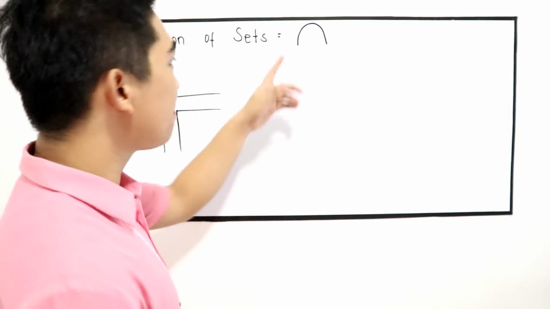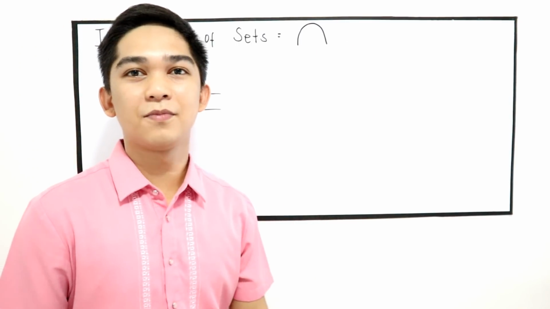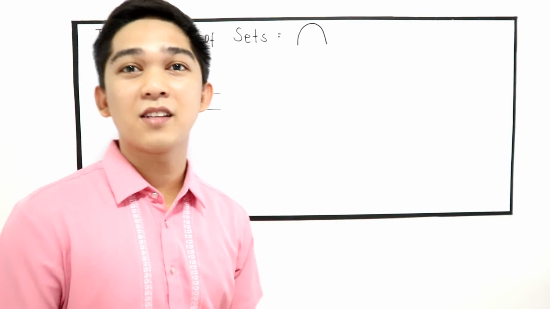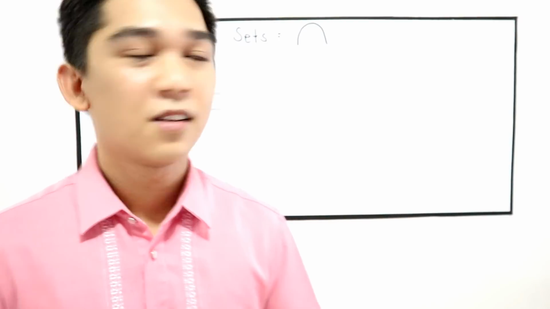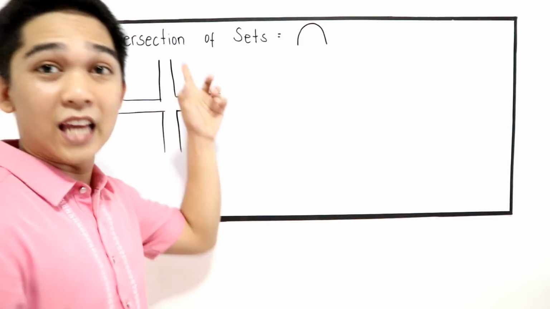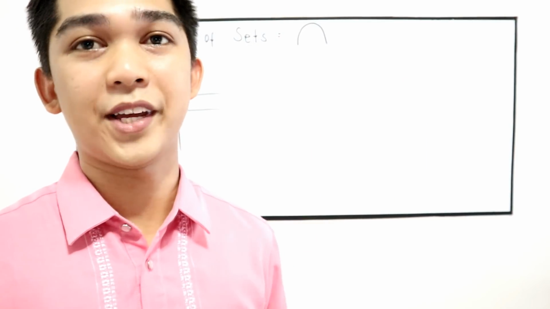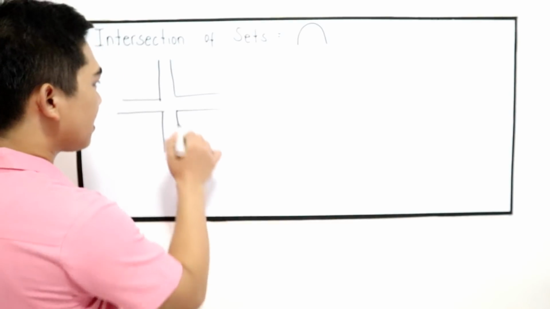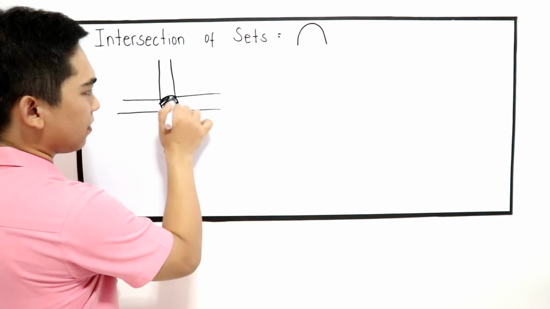Next is the intersection of sets. It is denoted by this symbol, the curve that opens downward. And before I discuss this, I always illustrate a street near our school. We have the Cadena de Amor and the Amapola. And I ask my students, what is the intersection of these two streets?